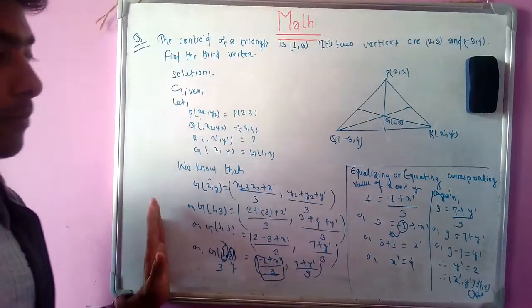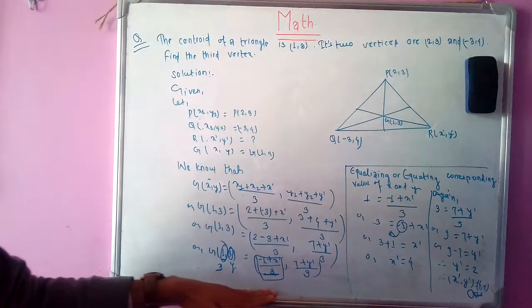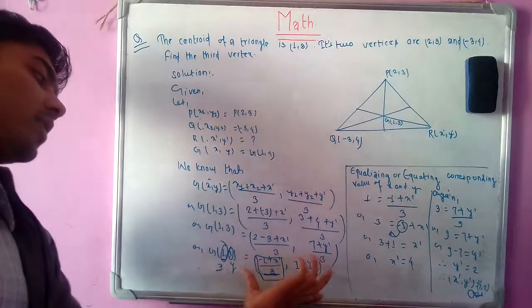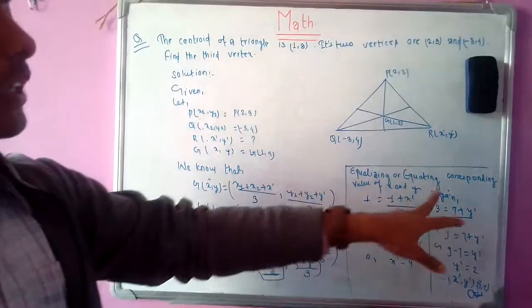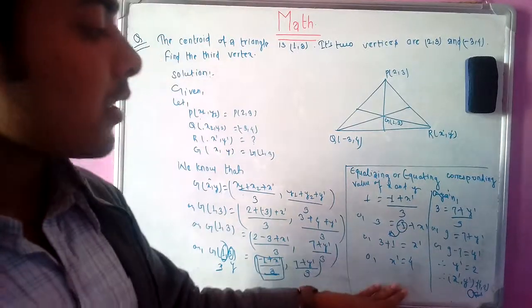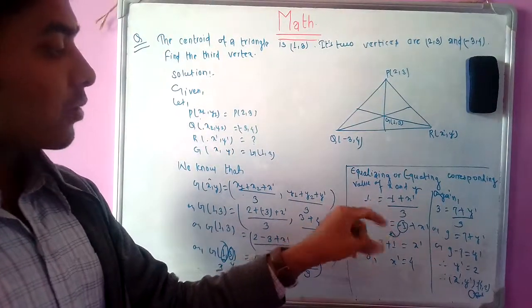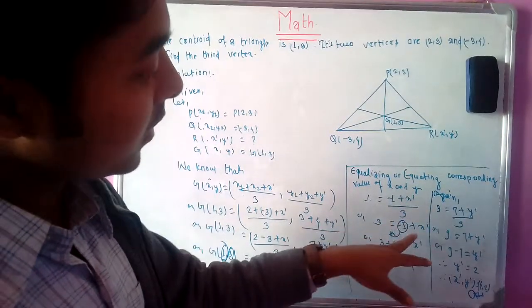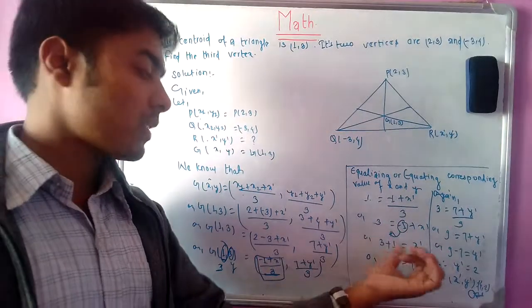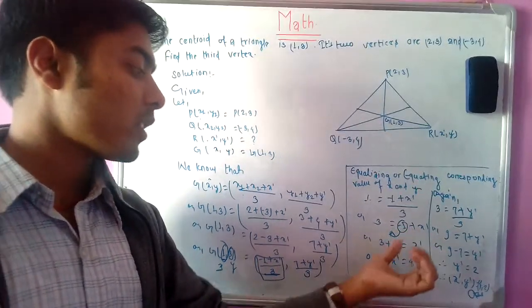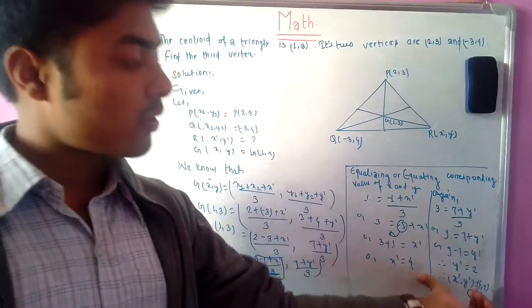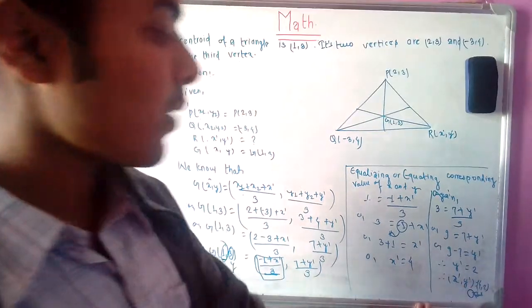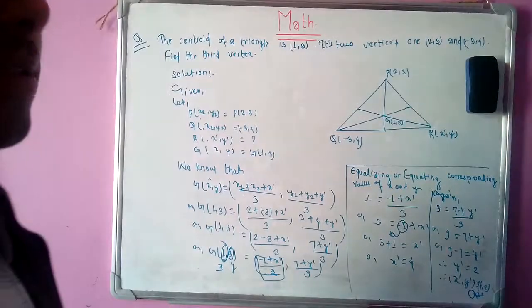By using this formula we can find the value in terms of x bar and y bar, equating the corresponding values. We know this is the value of x and y, so we equate these values and find x bar and y bar. The first value is 1, which equals (-1 + x bar) by 3. When we change the side of 1, it will be plus 1. In this way x bar comes 4, and when you solve the other equation we get y bar equals 2, and in this way we can find the third vertex of a triangle.